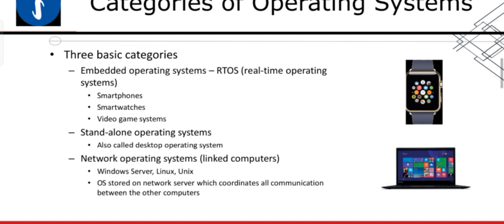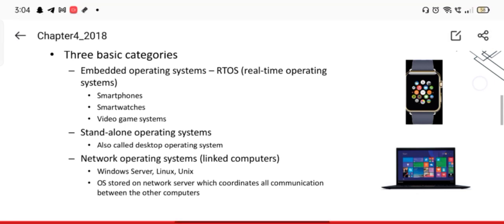Standalone operating system comes under laptops and computers. It is also called a desktop operating system, and the last one is network operating system. In simple words, you can say it's linked computers, like Windows Server, Linux, Unix. These are all examples of network operating system. The OS is stored on a network server, which coordinates all the communication between other computers. Like there would be one server and many computers connected to that particular server, and you can run all the leftover computers through one server. This is an example of network operating system.